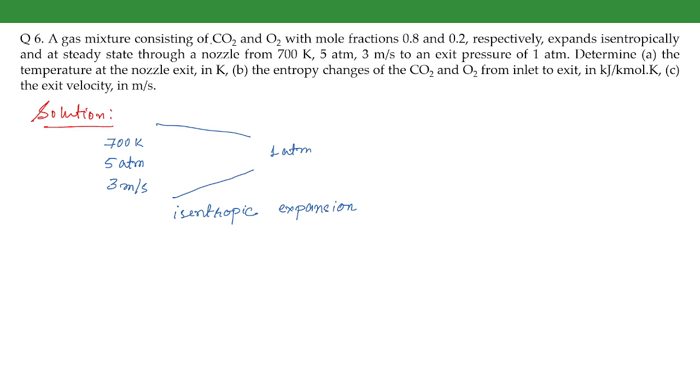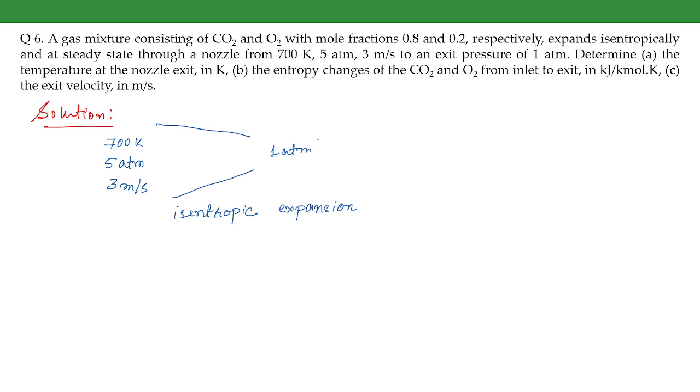A gas mixture consisting of carbon dioxide and oxygen with mole fractions of 0.8 and 0.2 respectively expands isentropically and at steady state through a nozzle from 700 Kelvin, 5 atmosphere, 3 meter per second to an exit pressure of 1 atmosphere. Determine the temperature at the nozzle exit, the entropy changes of carbon dioxide and oxygen from the inlet to the exit, and the exit velocity in meter per second.